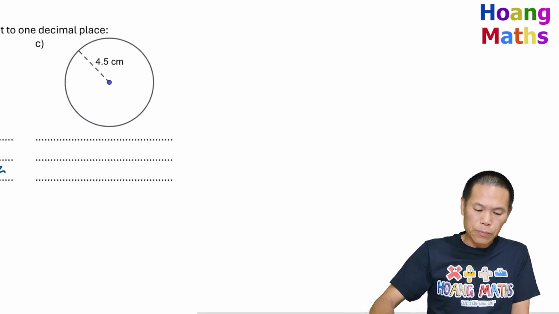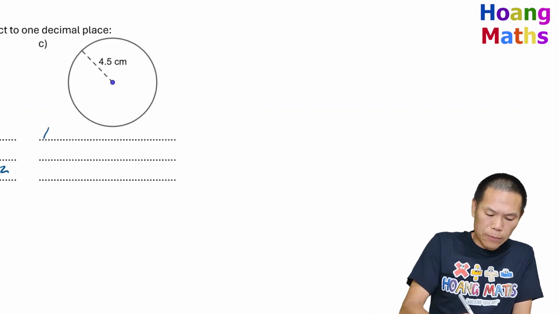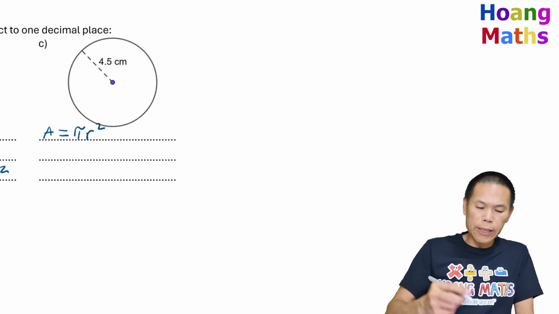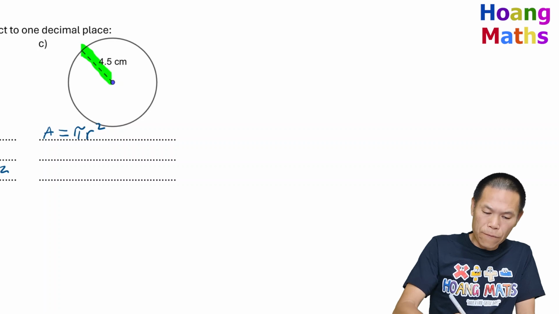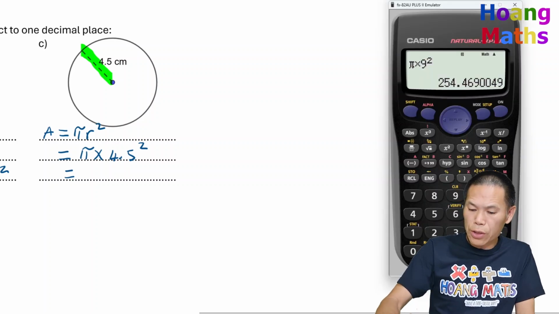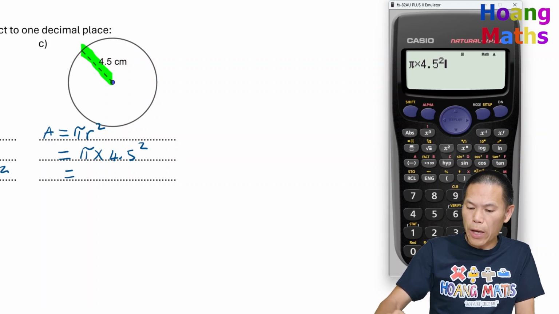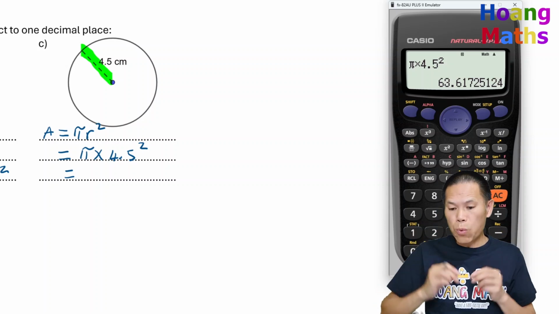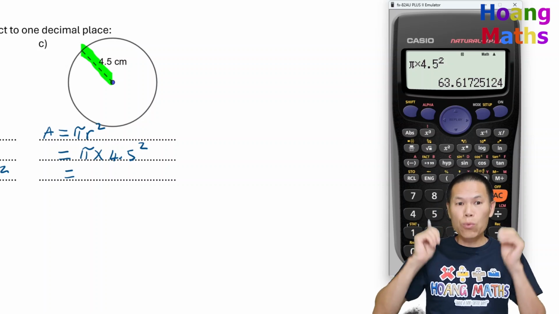Now, part C. We know that area of the circle is pi r square. The radius in this case is 4.5. So that will give me pi times the radius 4.5 square. I just go shift pi times 4.5 square. There you go, 63.617 and so on, correct to one decimal place.